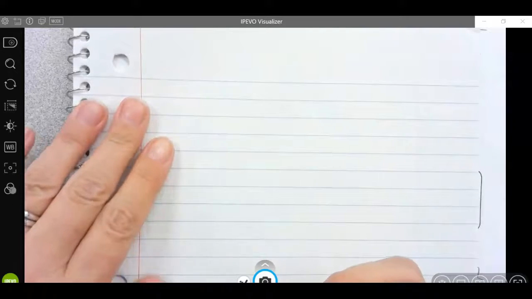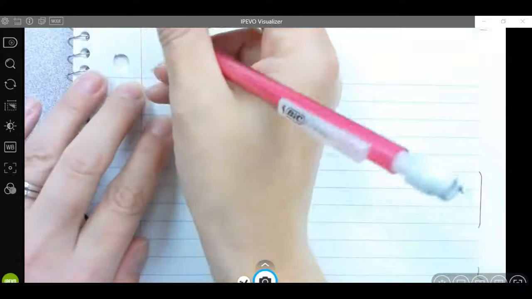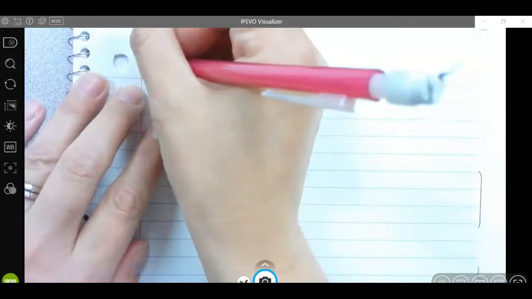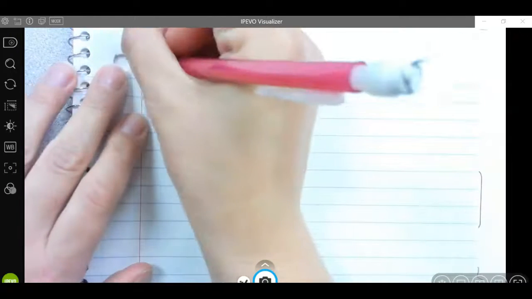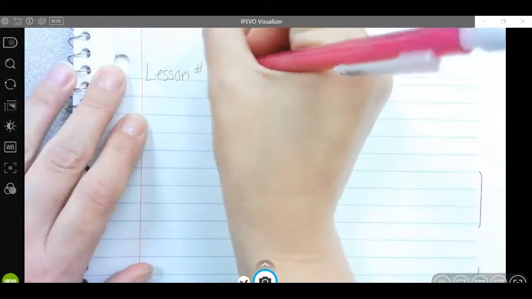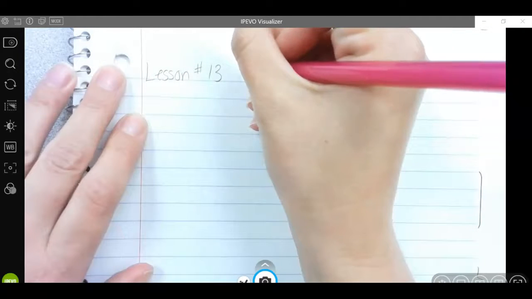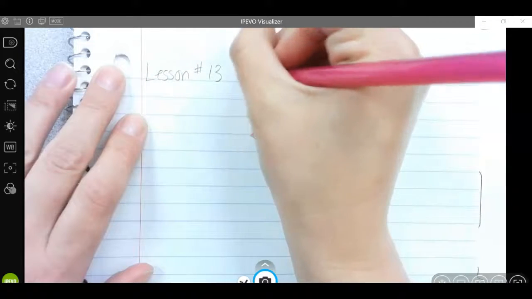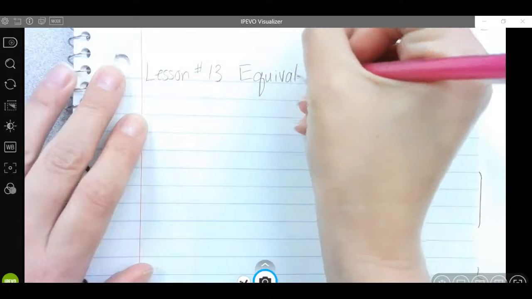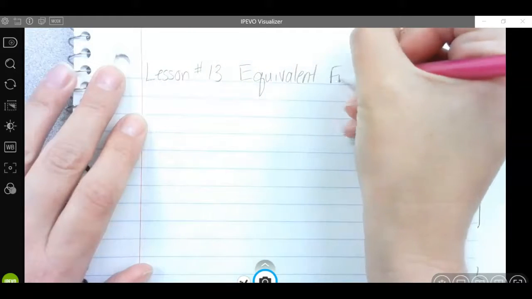All right, guys, so this week's lesson is all about fractions. And first we're focusing on equal fractions. So this is lesson 13, and we're going to write equivalent fractions.